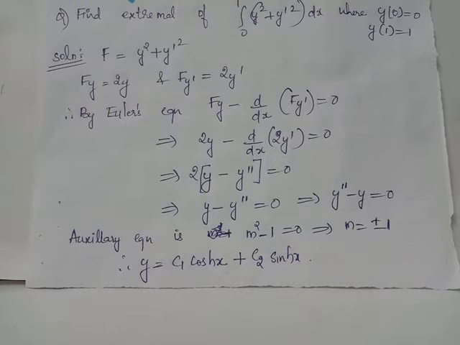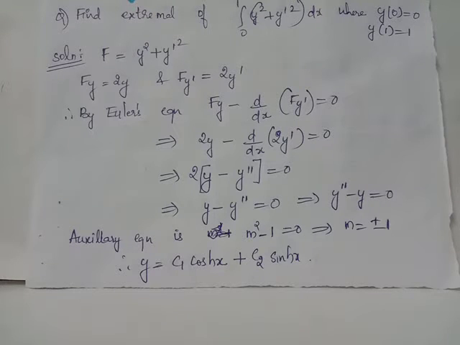When you multiply this equation throughout by a negative sign, or by negative 1, you get y double dash minus y equals 0. The auxiliary equation corresponding to this equation is m square minus 1 equals 0. We are going to find the value of y, which is the solution of this particular differential equation.